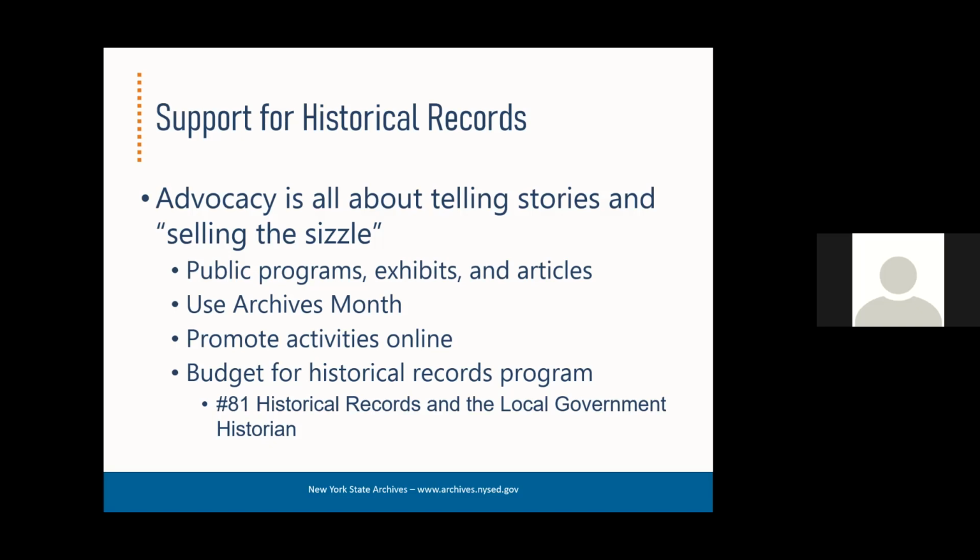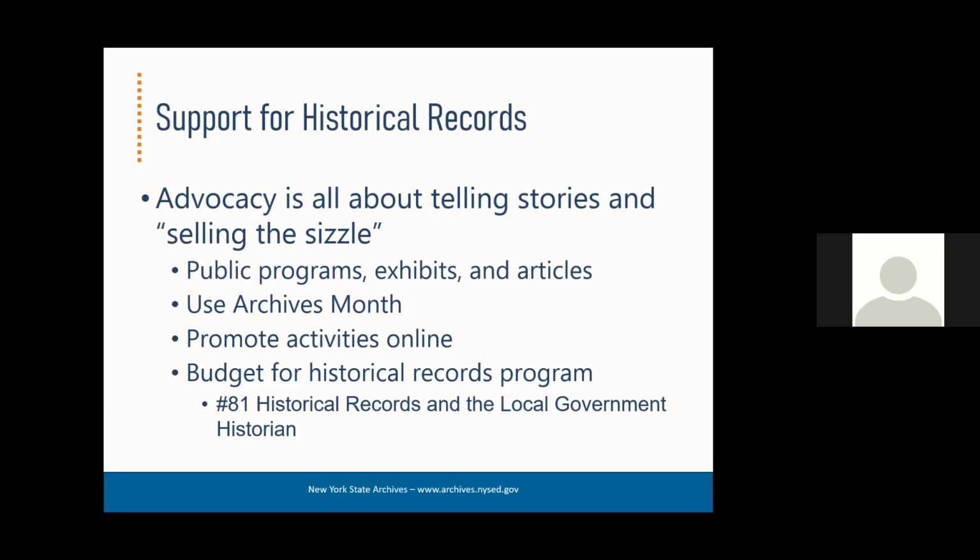You can use those research and writing skills you have to put together things like public programs, exhibits, articles. You can use Archives Month. That's in October. You can use Archives Month as a jumping off point to put together exhibits, programs, tours, and so on. You can make sure you're promoting your activities online. Social media is there for a reason. Social media can help people know what you're doing. If you're putting together a tour, a program or an exhibit, whether it's online or not, you can let people know about it. Promote those activities that you're doing as much as possible.